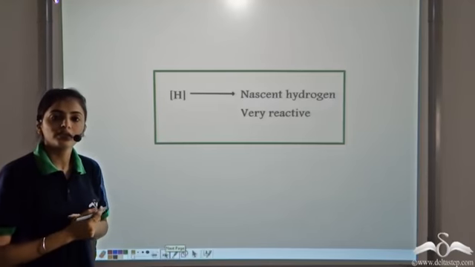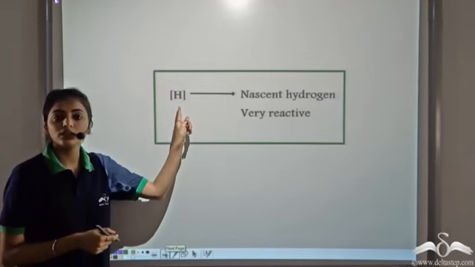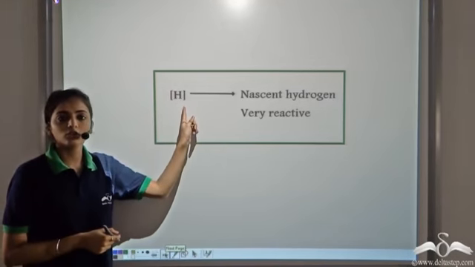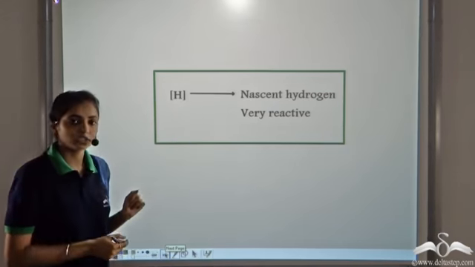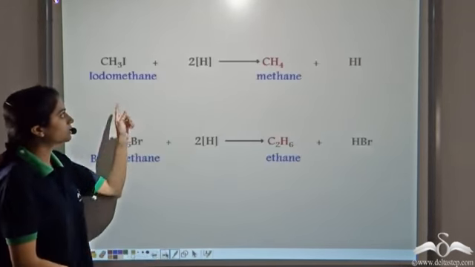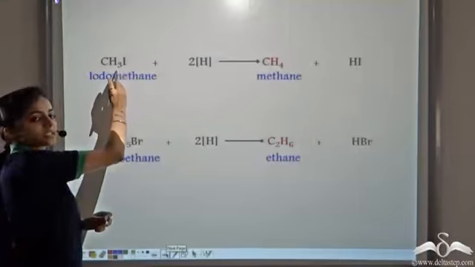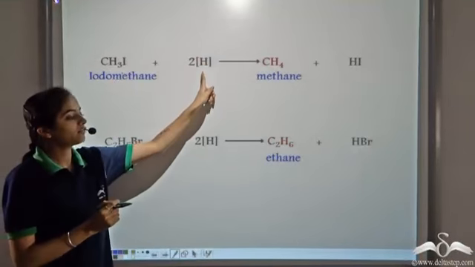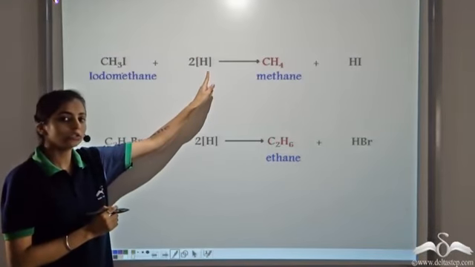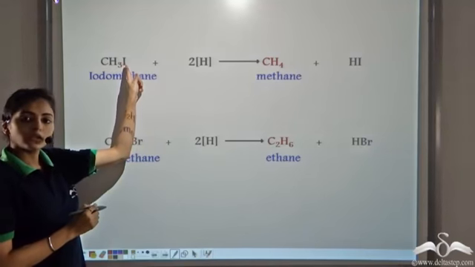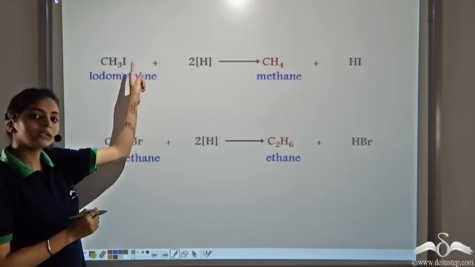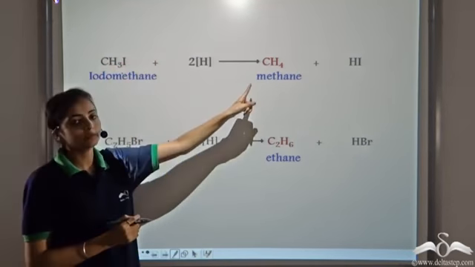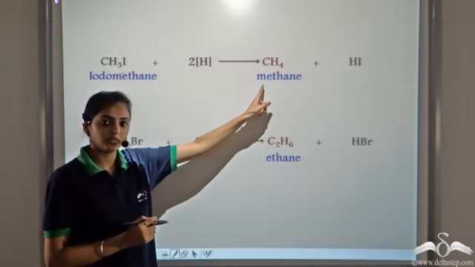Another way to prepare the alkanes is by using nascent hydrogen. Nascent hydrogen is a very reactive species. When it is made to react with iodomethane, which is CH3I, we have two atoms of nascent hydrogen. One atom goes and forms HI, and the other atom goes with CH3 to form CH4 gas, which is methane.